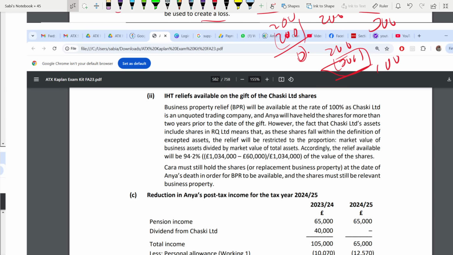So the second part is the IHT relief. We are talking about the business property relief. So for this you have to know the conditions, and even this will be restricted. So this will be available at 100%. Why? Because it is an unquoted trading company, and Ananya has held it for more than 2 years. So these are the two conditions: 100% unquoted trading company, and holding it more than 2 years before you are gifting it. Because they have assets that fall under investment, that means it falls in the definition of excepted asset. So the relief will be restricted.